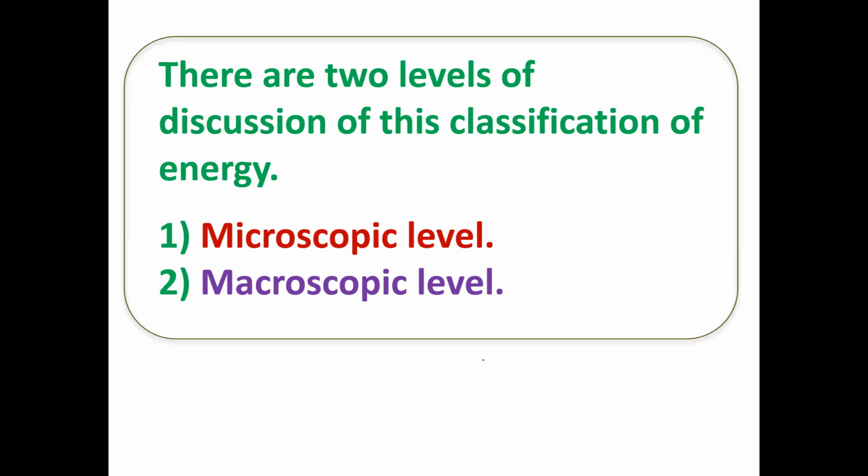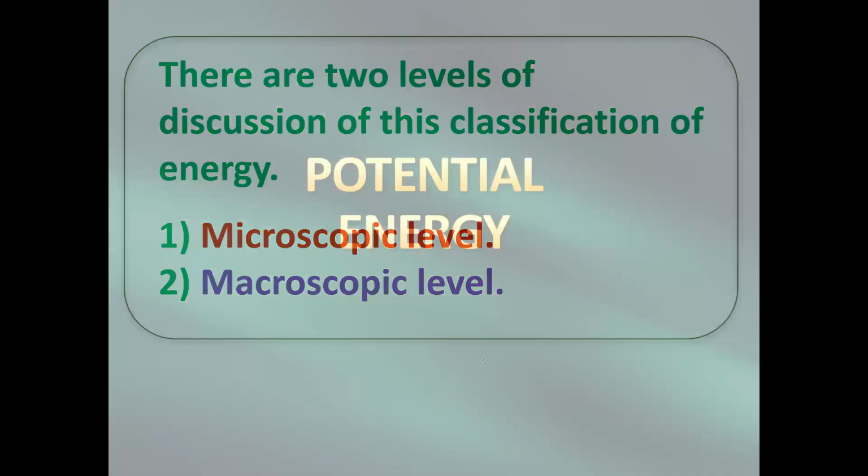Energies are always at two levels. One is called microscopic level and the second is called macroscopic level. When you talk about positron energy, it is microscopic level. When you talk about the kinetic energy of a car, it is macroscopic level.